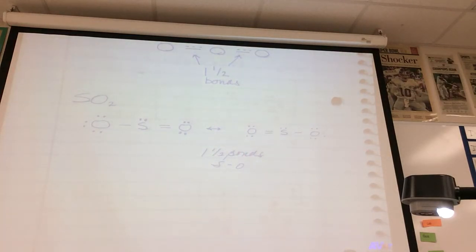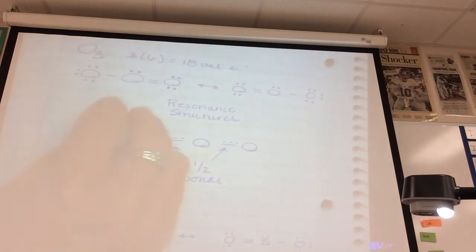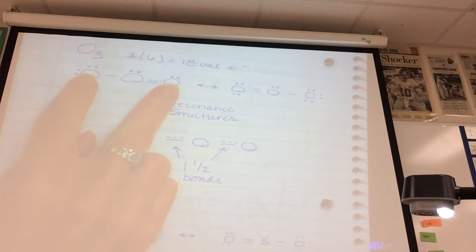Where does 1.5 come from? One single and two double bonds shared between one central atom and two O's. You can calculate it as 1, 2, 3, so 3 bonds, divided by the two atoms attached. 3 over 2 is 1.5. I'll show you a couple examples there.